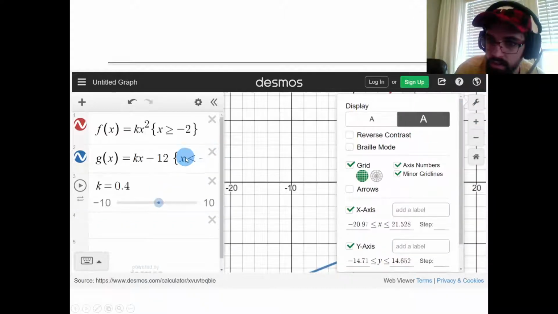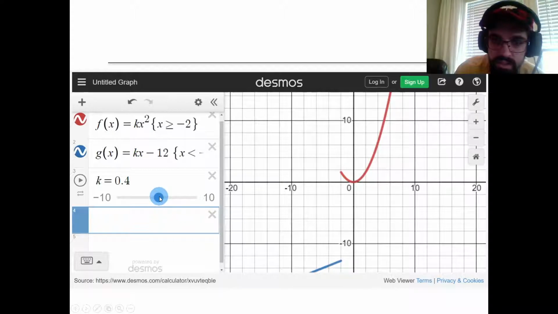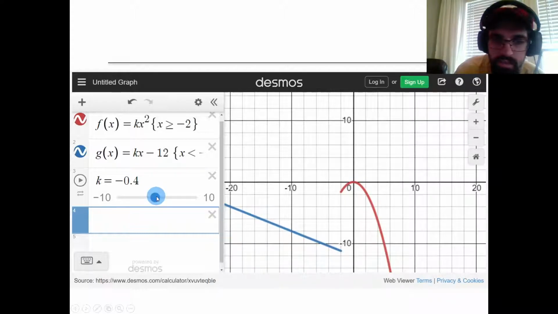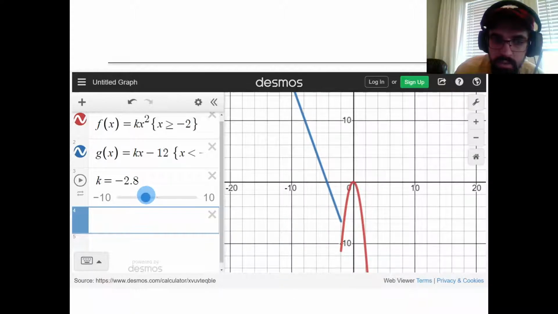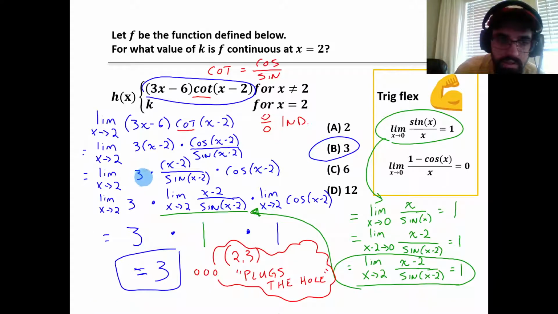Now if we change k, we can watch the graph change. I'm going to make it a little easier to see. We can watch k change. And if k is a negative number, they get closer. And it looks like graphically they connect when k is... Ooh, this glitches. Let's just type it in.